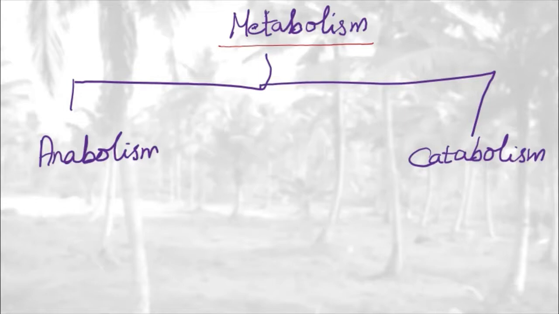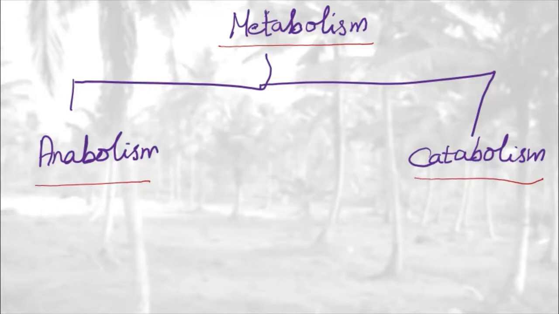There are two types of metabolism: anabolism and catabolism. We can call them anabolic reactions and catabolic reactions. In anabolic reactions, small molecules are combined together to form larger molecules, and a lot of energy is accumulated. Photosynthesis is a very good example of anabolism. Catabolism means one larger molecule is broken down into smaller molecules. The digestive process is a very good example of catabolic reactions.